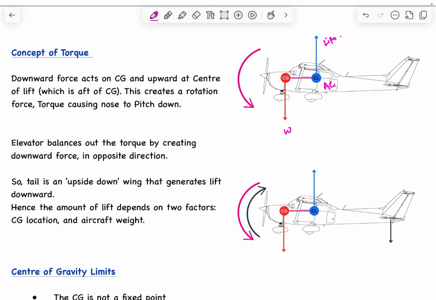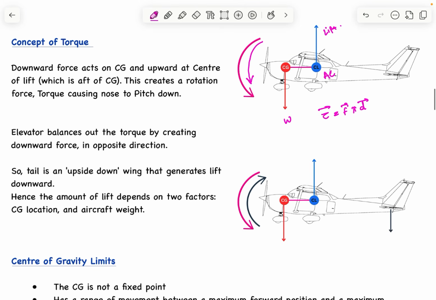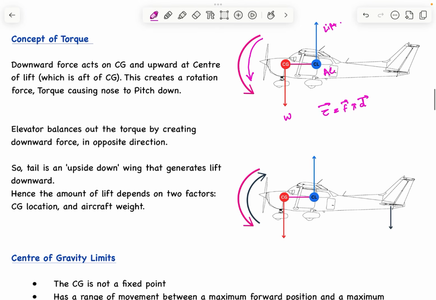Now the downward force around this CG creates a torque, which is referred to as force cross displacement in the downward direction as designated by the pink arrow. This creates a torque which is making the aircraft nose down, or we can say pitch down.